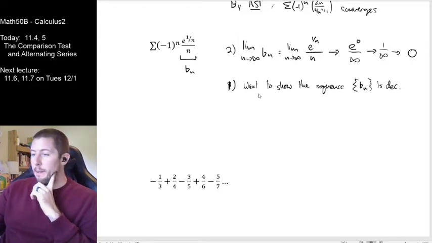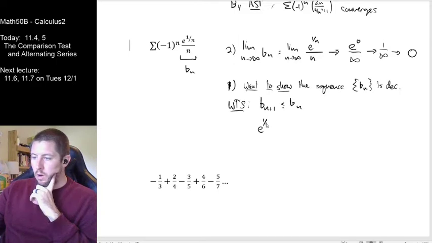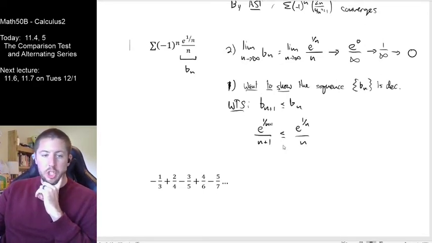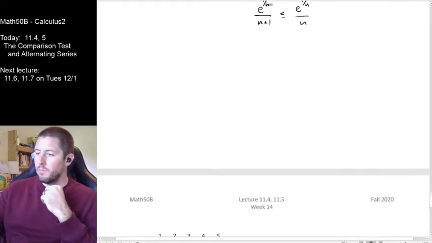So what I want to show is that b sub n plus 1, so want to show, WTS, that b sub n plus 1 is less than or equal to b sub n. Well, let's just literally work from that inequality right here. I'm hoping to confirm that, what do we got? e to the 1 over n plus 1, over n plus 1, is less than or equal to e to the 1 over n, over n. This is what I want to show is true. I'm not sure if it's true. I want to do a little bit of algebra to get me there.